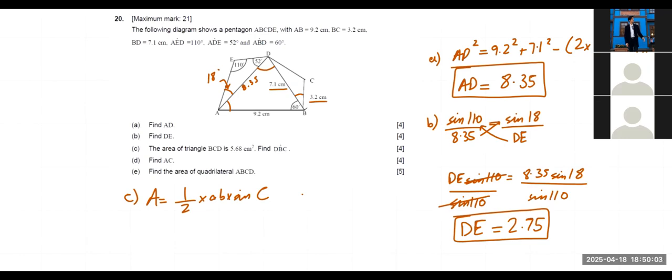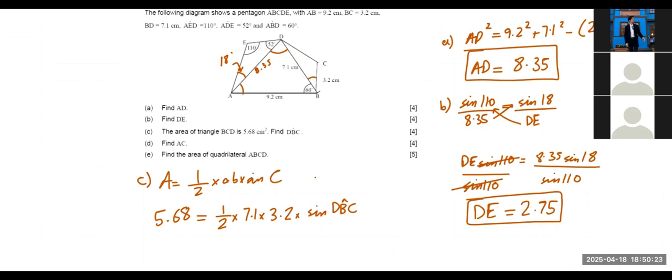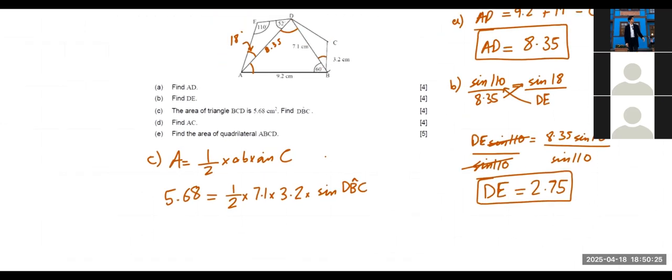This is essentially angle B, or DBC we can call it. So we're going to set up the formula. The area is known, 5.68 equals 1/2 times side number 1 times side number 2 times the sine of the angle between them, which we do not know. It is DBC, because of this angle. So we need to find DBC. Now can you guys solve this for DBC and tell me what you get?